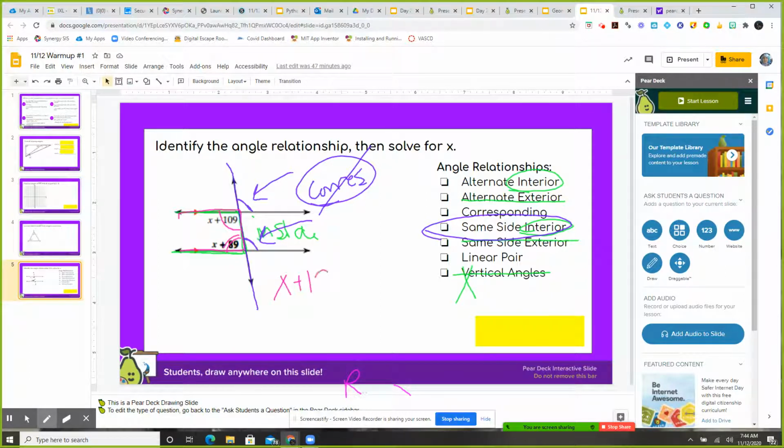So x plus 109 plus x plus 89 equals 180. I combine all my like terms, and 2x equals negative 18, and then x equals negative 9. That's how I would solve that.